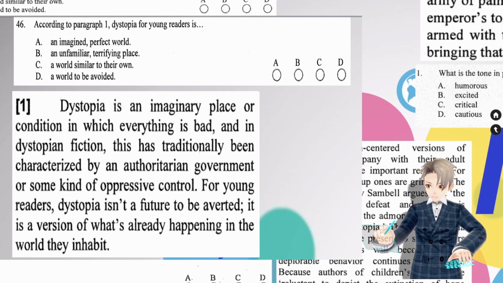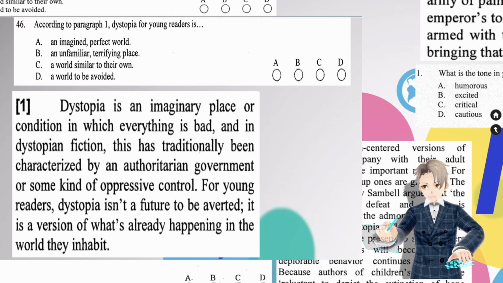Let's take a look. This has traditionally been characterized by an authoritarian government or some kind of oppressive control. For young readers, dystopia isn't a future to be averted. It is a version of what's already happening in the world they inhabit. That means if it's already happening, it should be familiar. So unfamiliar, I would say no. That's wrong. Number C, a world similar to their own.